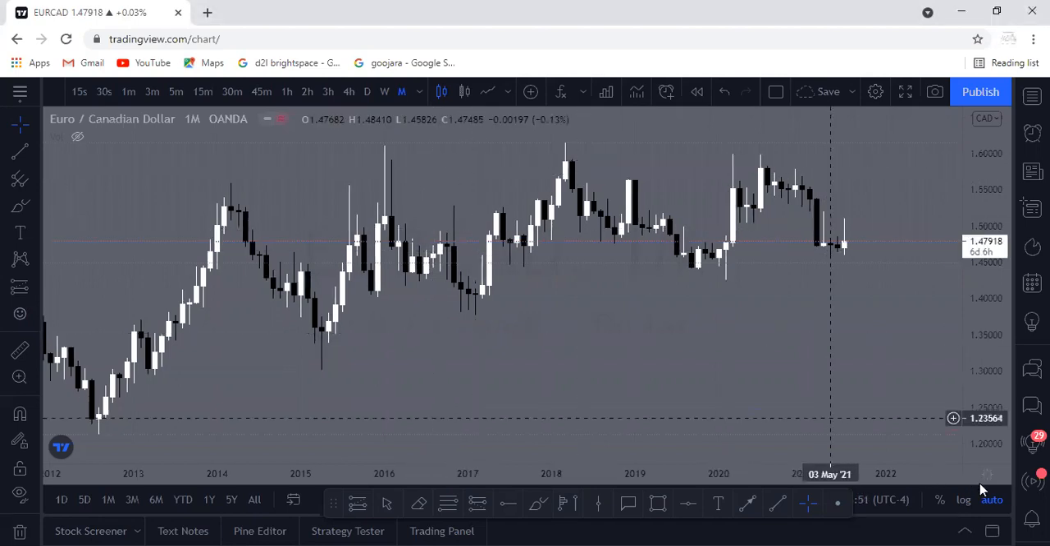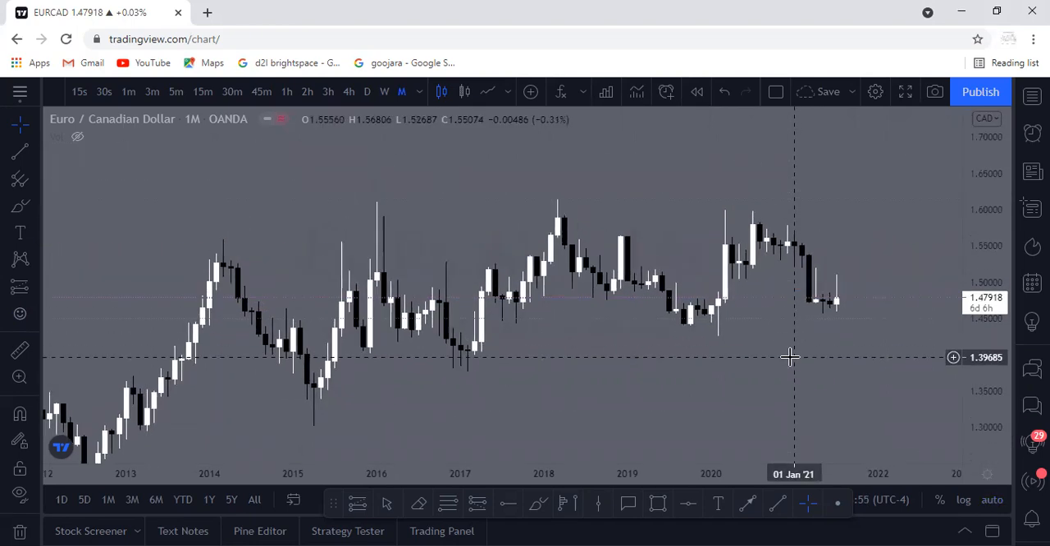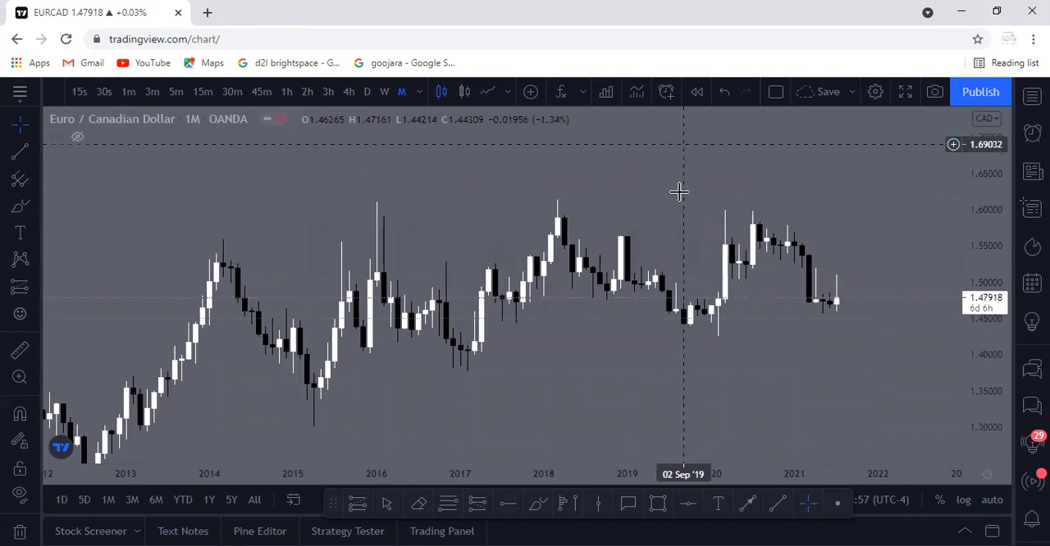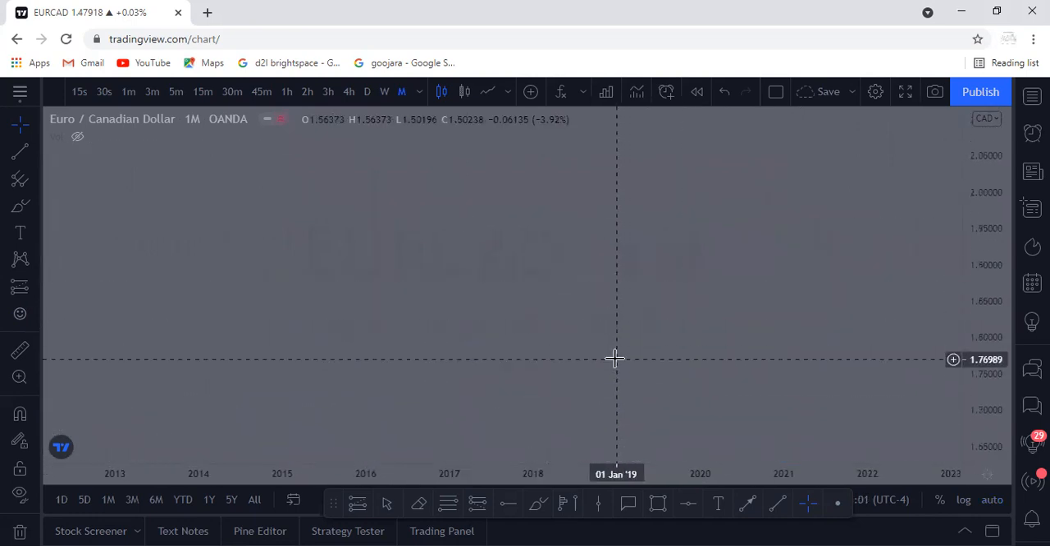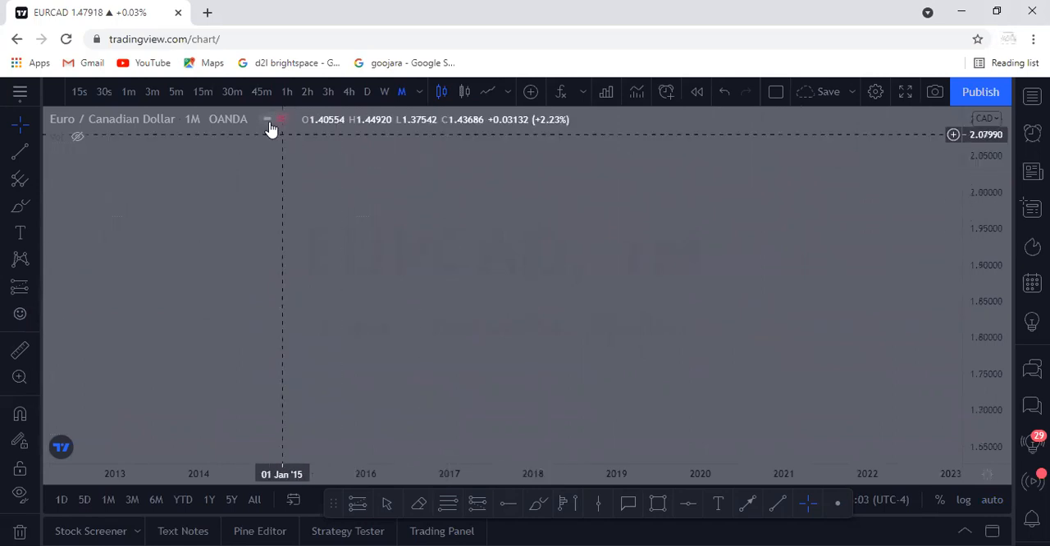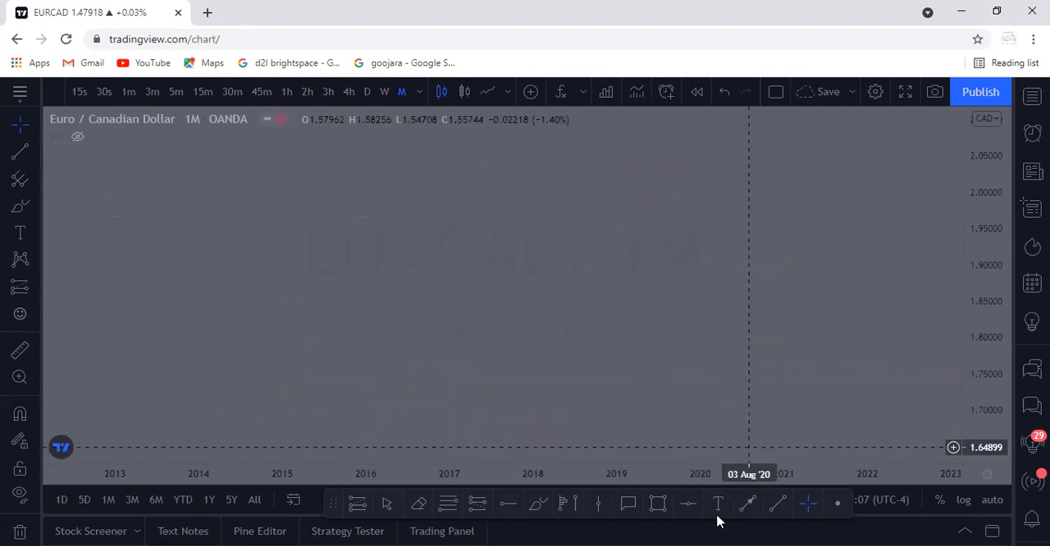So here I'm looking at the EuroCAD. On EuroCAD, I'm going to be talking about just a few things that must be taken care of before looking for order blocks. So the first thing that we have to do, I'm going to show you what we have to do.